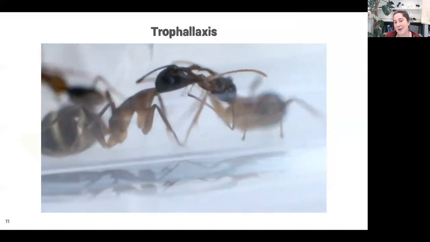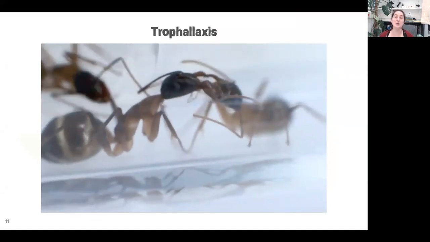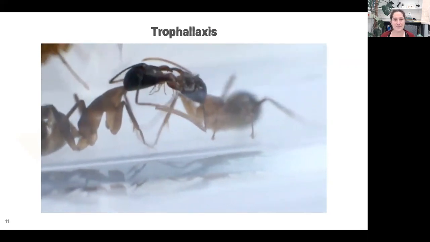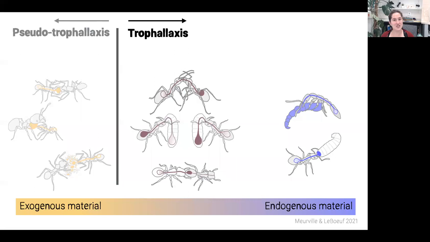So today I'm going to explain how I think that this behavior gives us a window into superorganismal physiology and into these fundamental evolutionary trade-offs. So trophallaxis is the ingestion by one individual of a fluid that's been excreted, secreted, or regurgitated by another. The most well-known form is a mouth-to-mouth exchange that occurs between adults that spreads both exogenously sourced food and endogenously produced material throughout the colony.